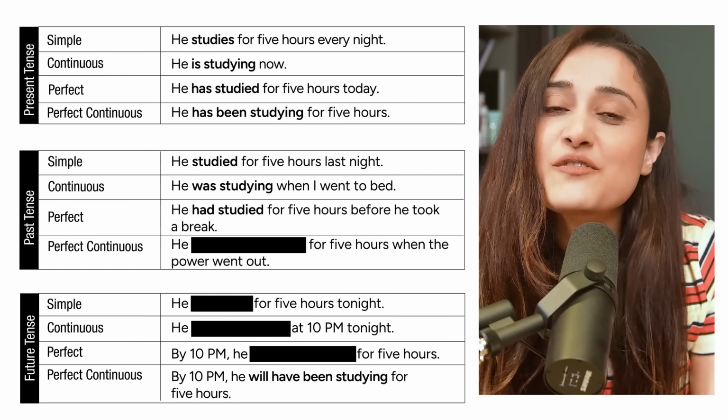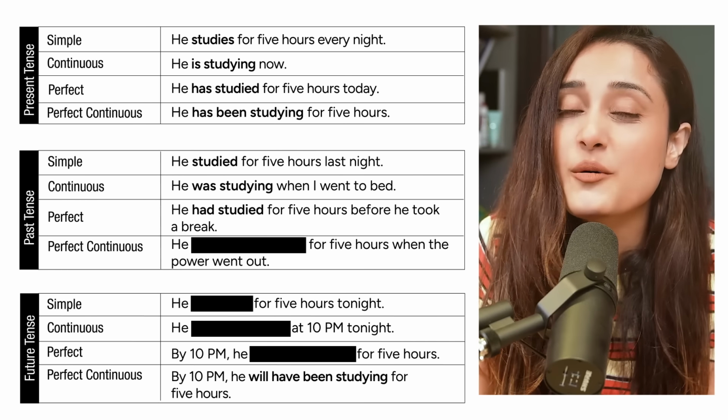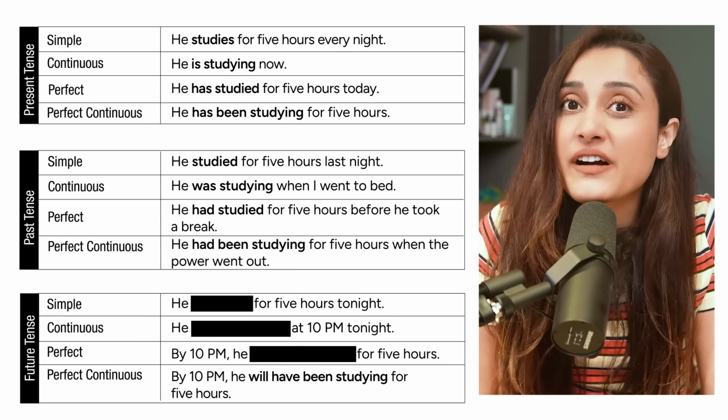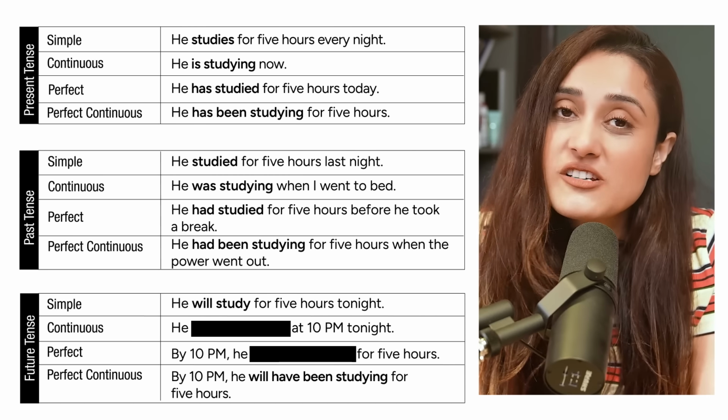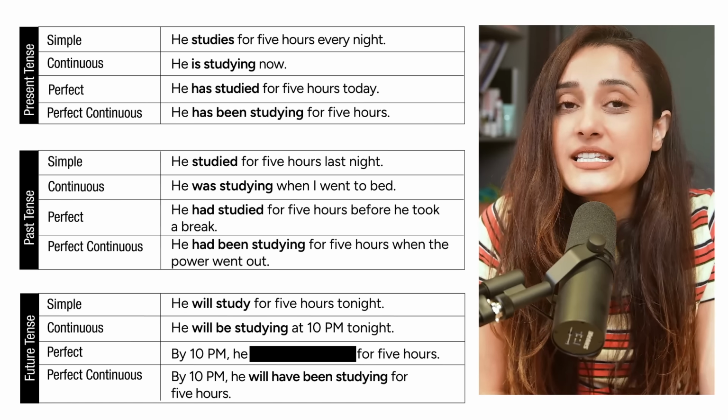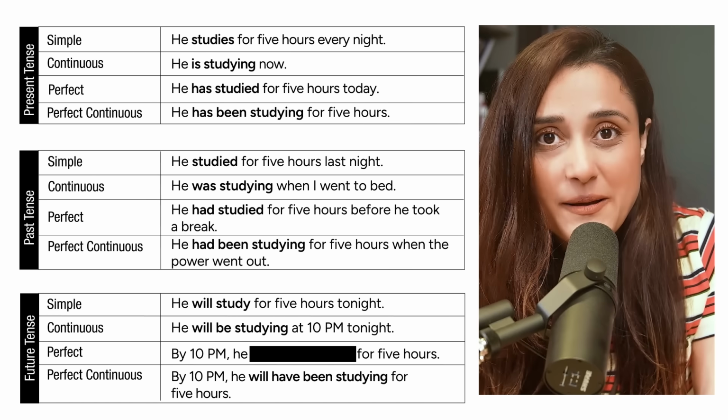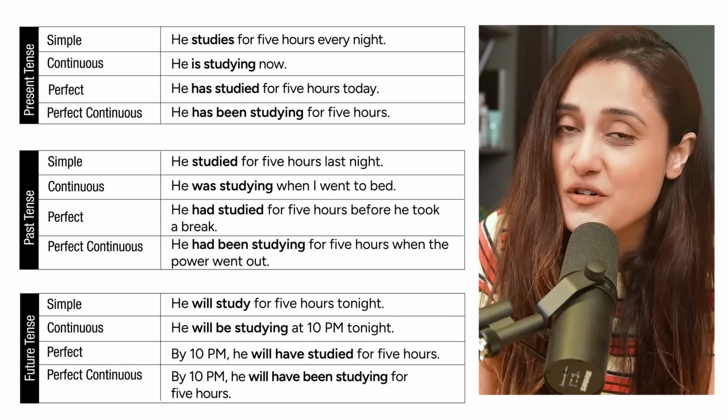He had studied for 5 hours before he took a break. He had been studying for 5 hours when the power went out. He will study for 5 hours tonight. He will be studying at 10 p.m. tonight. By 10 p.m., he will have studied for 5 hours.